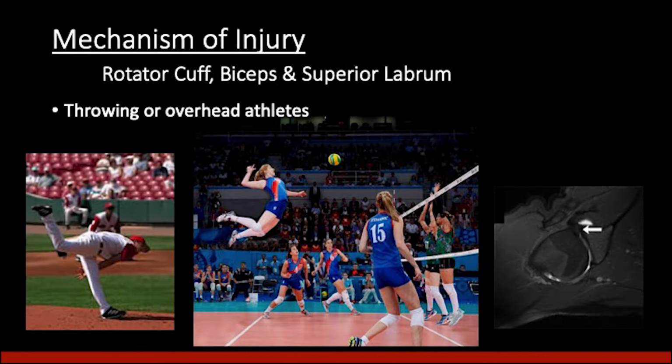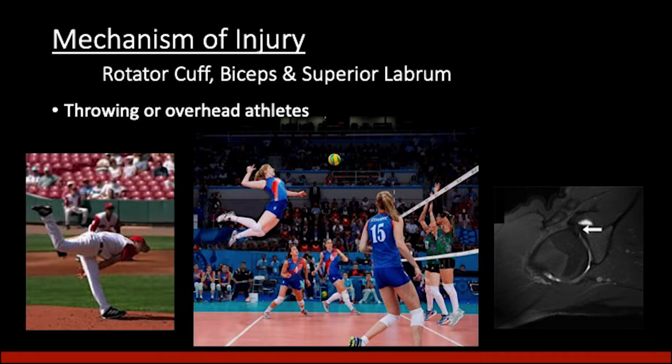So let's move on to rotator cuff, bicep, and superior labrum. These are what you usually think of as your throwing or overhead athletes. It can be repetitive use, like the pitcher. This obviously puts a lot of rotational strain on the labrum, especially during the deceleration portion of the throwing maneuver. That can stress both the posterior joint capsule and posterior labrum. It also puts a tremendous amount of strain on the rotator cuff, and so you can get injuries there.